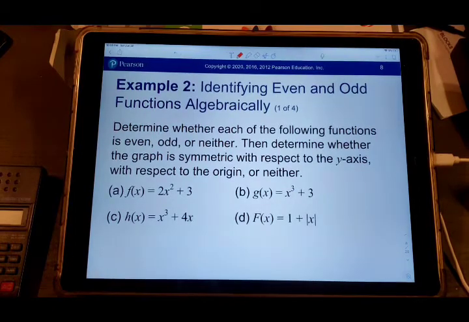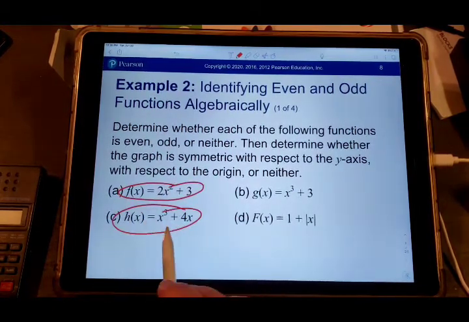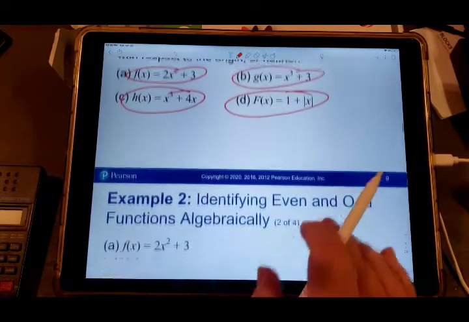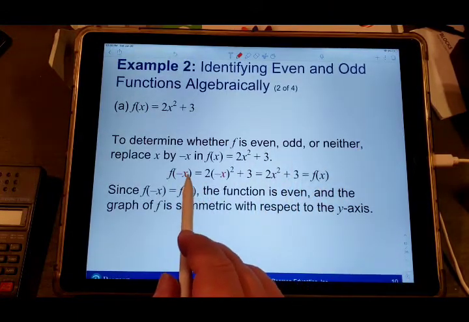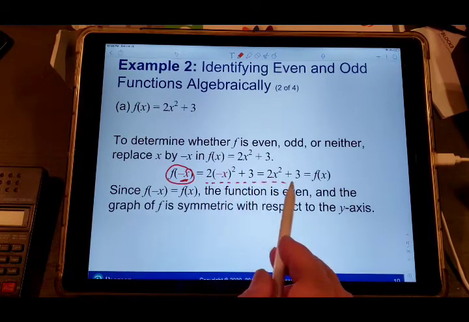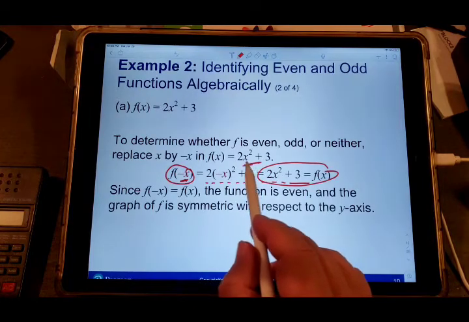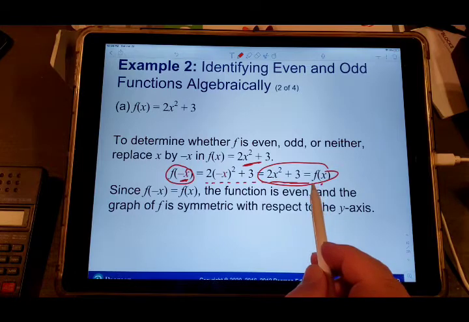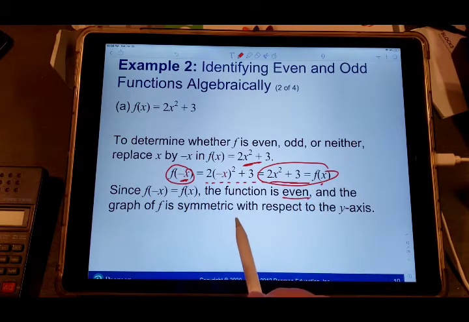So let's say you don't have a picture, but you have the equations. How do you know if they're even or odd? Well, it has to do with that function. You always start with f of minus x, and you work it and see if you get back what you started and get f of x. And if you can, f of minus x equals f of x, the conclusion is the function is even.